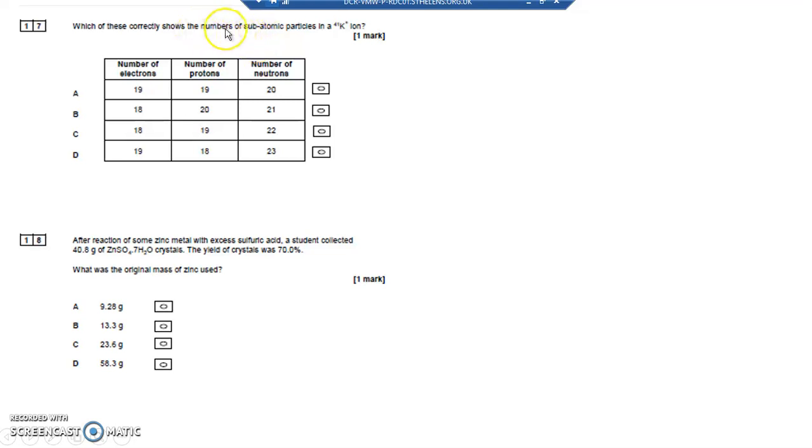Question 17. Which of these correctly shows the number of subatomic particles in a 41 potassium plus ion? So you can look at potassium and find that its proton number is 19. So it's got 19 protons and 19 electrons. However, if it's become plus charged, it's lost an electron. So it's not got 19 electrons anymore, it's only got 18 electrons.